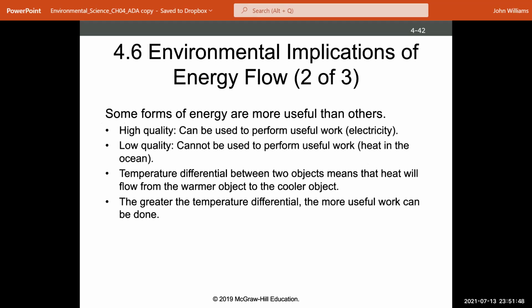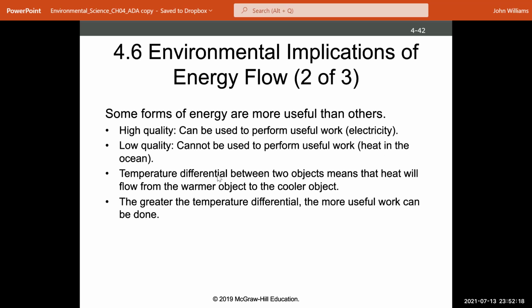Some forms of energy are more useful than others. We can label them as high quality and low quality. So high quality energy can actually perform useful work, so be converted into electricity. Low quality cannot be used to perform work. So for example, like heat in the ocean, right? We can't really use the heat of the ocean to make energy or anything like that.